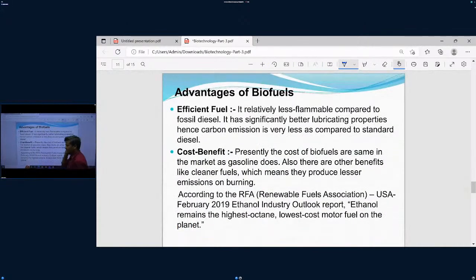Now we will discuss the advantages of biofuel. First, biofuels are efficient fuels. Carbon emission is very less.